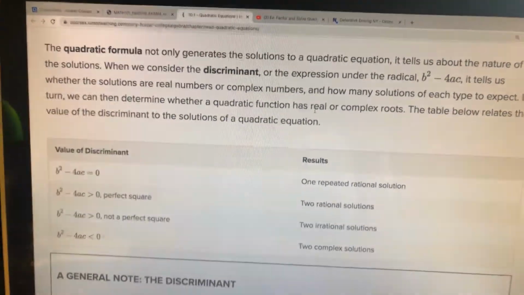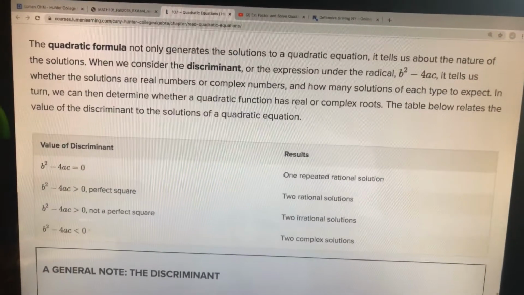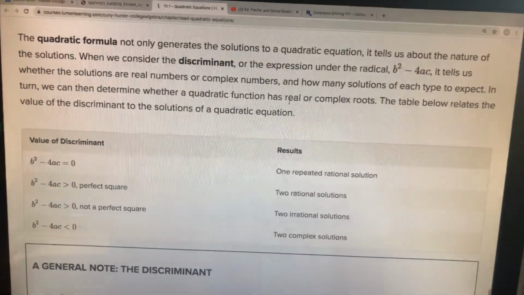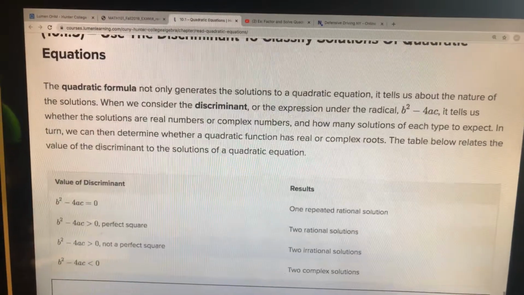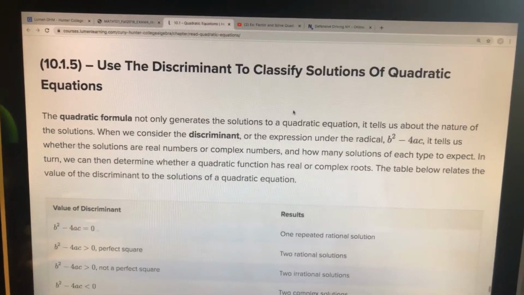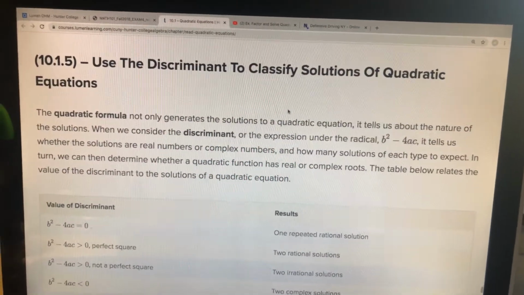Alright guys, so I tried to make a video on this. It's not uploading to YouTube, so what I'm going to ask you to do is to go on Lumen Home and read this section entitled Use the Discriminant to Classify Solutions of Quadratic Equations.